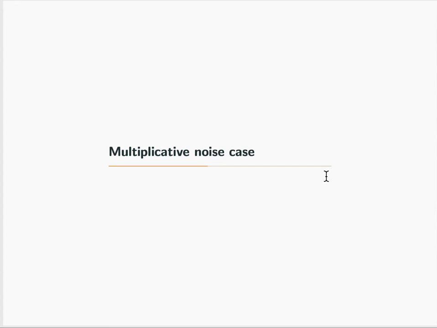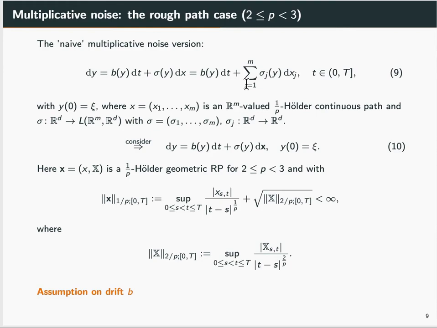We then consider the multiplicative noise case. So here we consider the multiplicative version of the differential equation with the driving noise being 1/p Hölder continuous when p is between 2 and 3. However, this kind of equation is ill-posed in general, and we have to use rough path theory to make sense of it. So we studied the lifted differential equation 10, where the enhanced rough path of the driving path x is indeed the signature of the path up to the second level. So this is the first level and this is the second level. As p is between 2 and 3, it is enough to truncate the signature to the second level. Here we define the 1/p Hölder rough metric for later use.